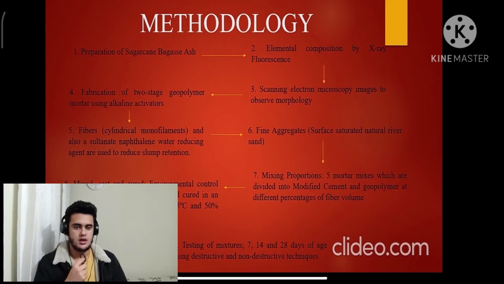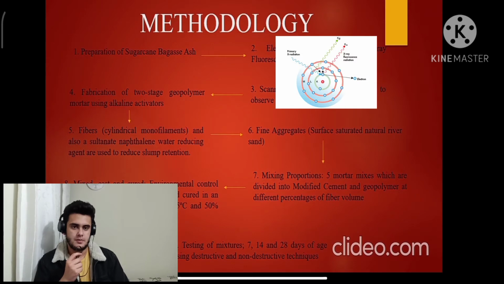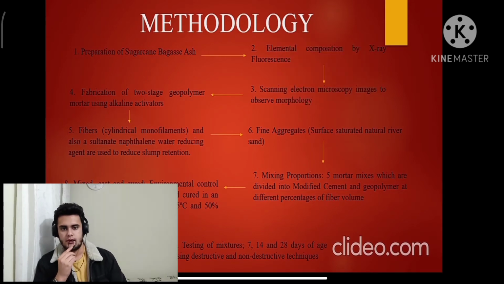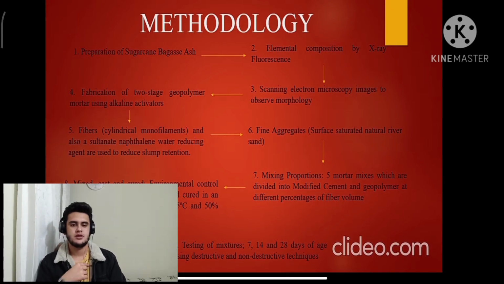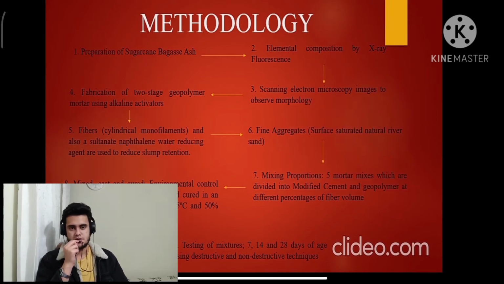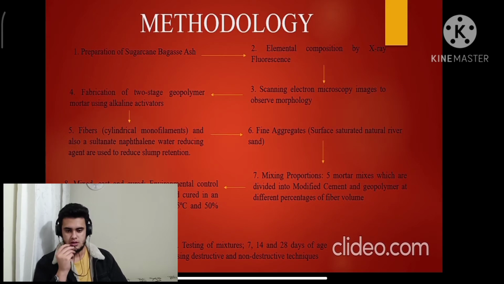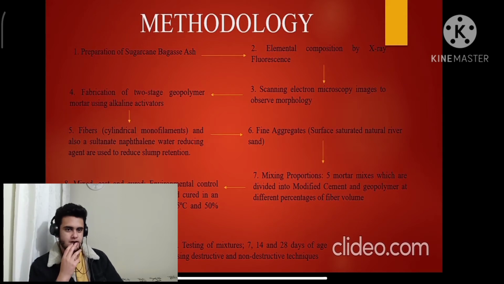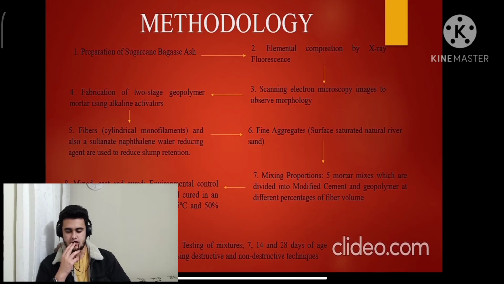The second step is to perform an X-ray fluorescence, with which it was found that the predominant element is silicon. The third step is to scan with the electron microscope to detect the morphology of the particles, which were angular in shape. The fourth step is the manufacture of the two-stage geopolymer concrete, in which alkaline activators, fibers, a viscosity reducing agent and surface saturated natural rubber sand are used.